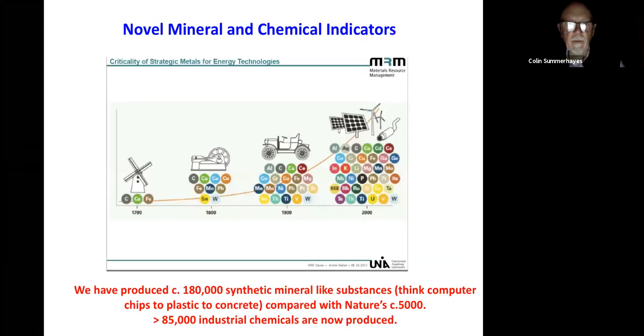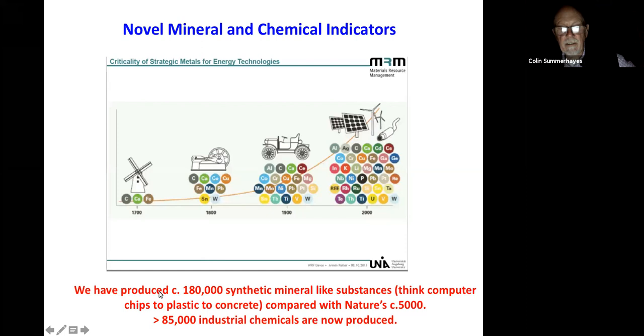What else have we been doing? Well, we've been producing lots of novel mineral and chemical indicators which we can find in the soil. Back in the 1700s, we were using carbon and calcium and iron. As we went to the 1800s, we started using other things like tungsten and tin and lead. In the 1900s, we were using many more things: copper, vanadium, nickel, molybdenum, thorium. And then when we get to the 2000s, goodness me, we're using a huge amount of different kinds of metals for things like catalytic converters in cars, solar panels, wind turbines, computer chips and mobile phones.